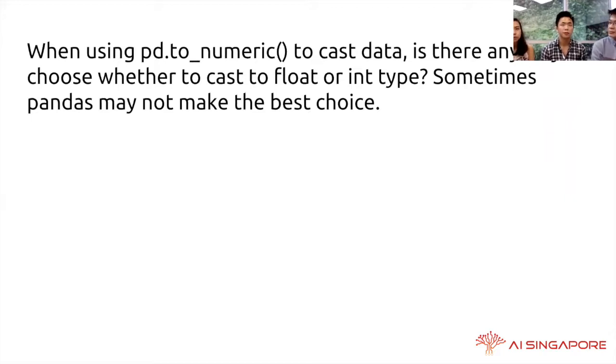That's right. So if you really want fine-grained control, instead of using pd.to_numeric, we can try using .astype(), and then inside the brackets you can put int or float, or like int64, float32, any kind of specific data types that you want.